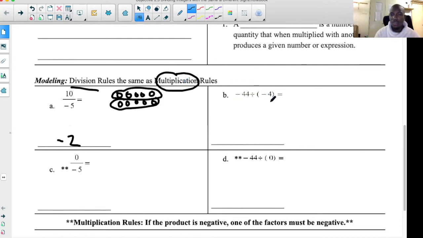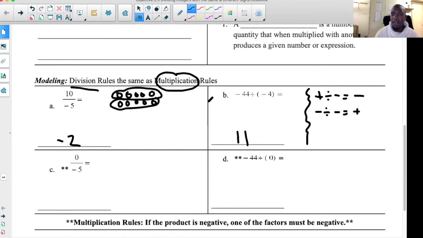So negative 44 divided by negative 4, right? I could draw 44 circles. I could do something like that. But you should know that that itself is going to equal 11. And because they're both negative, it's going to stay positive 11, okay? If you needed some type of notes to have here on the side, I would probably write something like this: a positive divided by a negative equals a negative, whereas a negative divided by a negative equals a positive, right? These are some notes that I would have on the side.